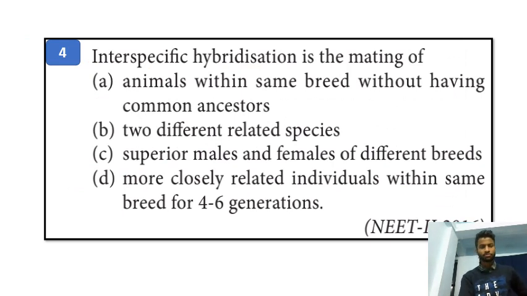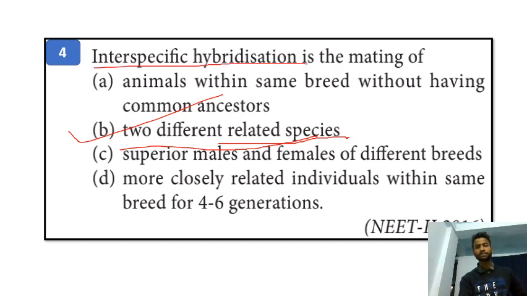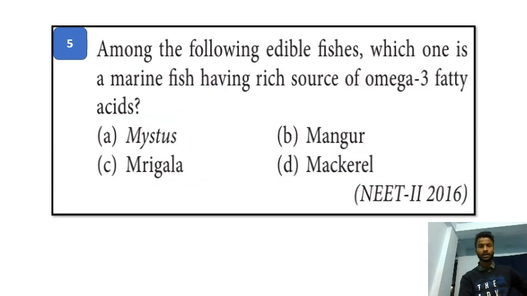We know two types of breeding. One is inbreeding and the other is outbreeding. In outbreeding, we see outcross, crossbreeding, and interspecific hybridization. In interspecific hybridization, the main thing is that it involves two different related species, meaning the species are different. So the answer is two different related species. That is interspecific hybridization.